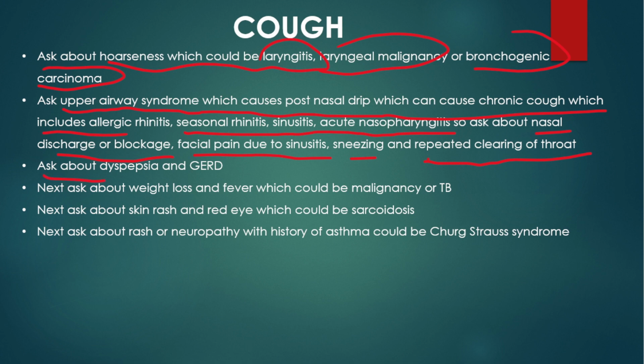Then ask about dyspepsia and GERD, and ask about weight loss and fever, which could represent malignancy and TB. Ask about skin rash and red eye, which suggest sarcoidosis. Ask about rash or neuropathy with a history of asthma, which is Churg-Strauss syndrome.